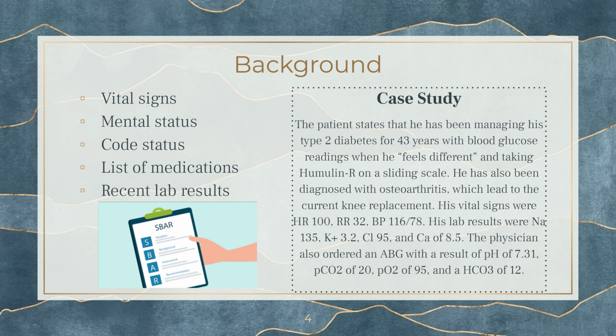His vital signs were a heart rate of 100, respiratory rate of 32, blood pressure of 116/78. His lab results were a sodium of 135, potassium of 3.2, chloride of 95, and calcium of 8.5. The physician also ordered an ABG with the results of a pH of 7.31, a PCO2 of 20, a PO2 of 95, and a bicarb of 12.